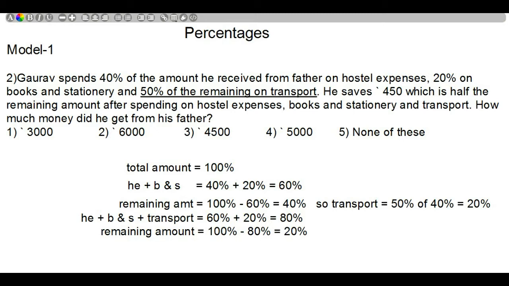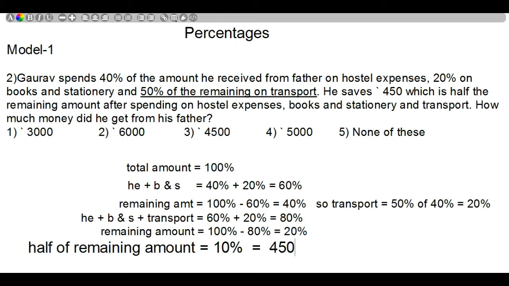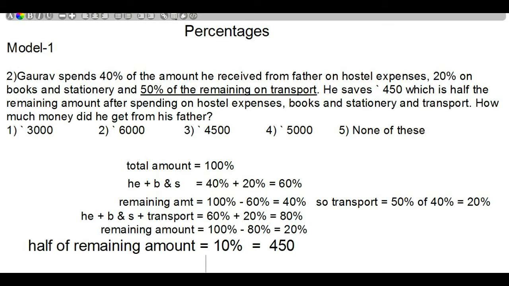And the next part of the question says he saves 450, which is half of the remaining amount. We know that this remaining amount here is equal to 20%. And Gaurav saves 450, which is half of 20%. So half of 20% is equal to 10%, and which is equivalent to 450 rupees as given in the question. And we are supposed to find out how much money did he get from his father. We very well know that the total amount that he got from his father is 100%. So 100% is equal to what has to be calculated.